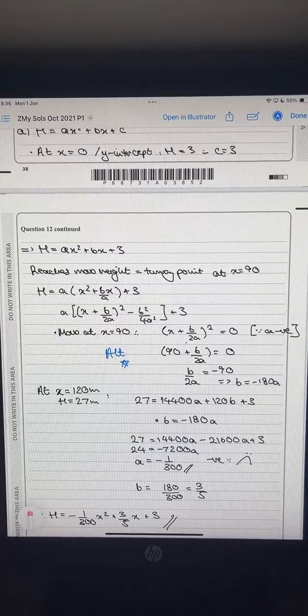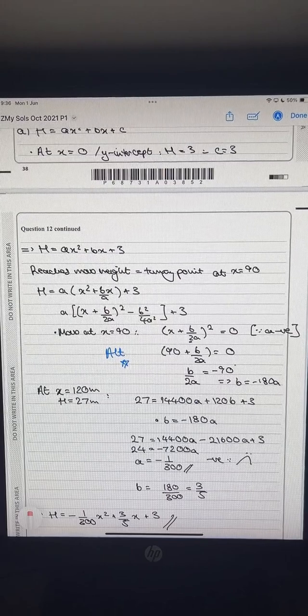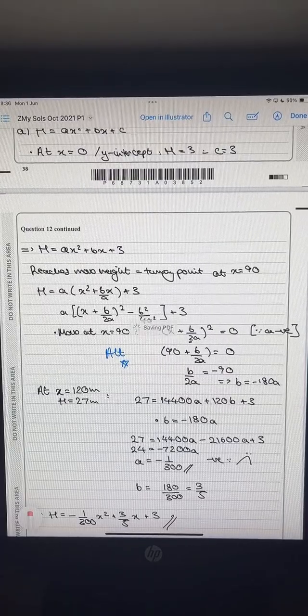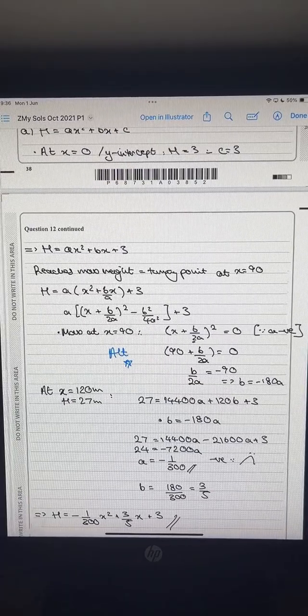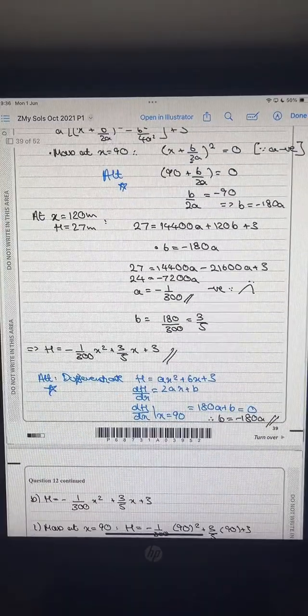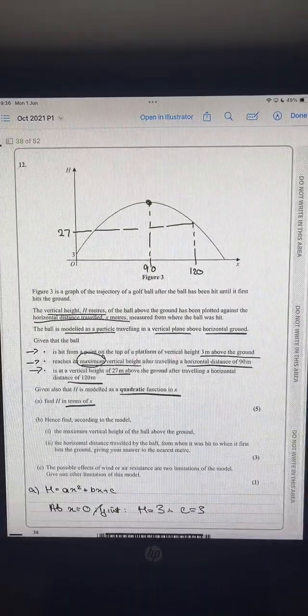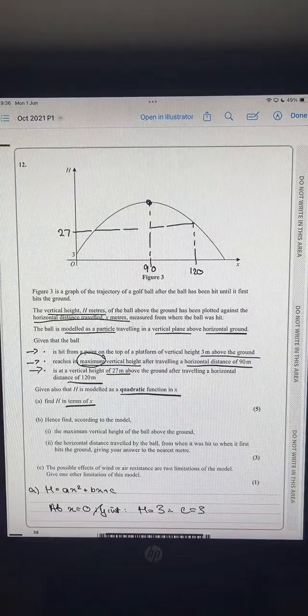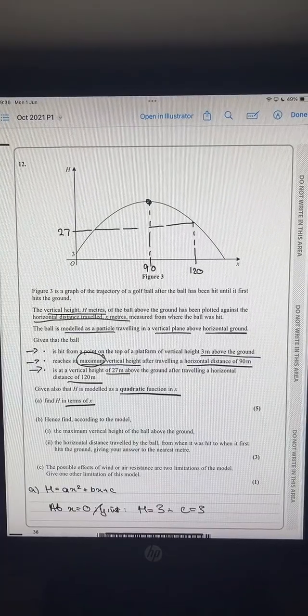And because a is negative, that is going to be as small as it can be. And then we know that b over 2a is equal to negative 90, so b is equal to negative 180a. That's another way of working out that b equals negative 180a. And then we just continue as normal before. And then the alternative is to differentiate. So either way will get you the marks. Do whichever is easier, but they're both fine.